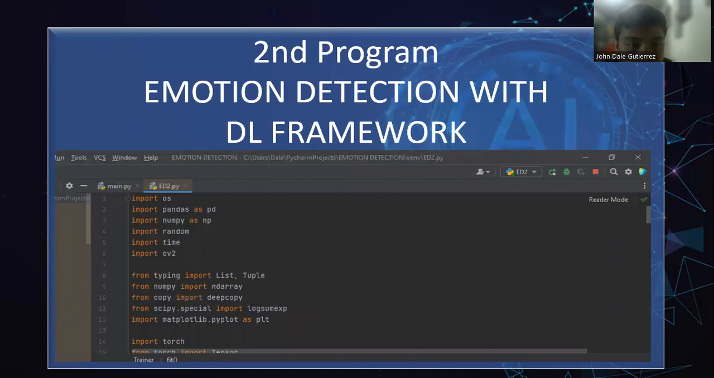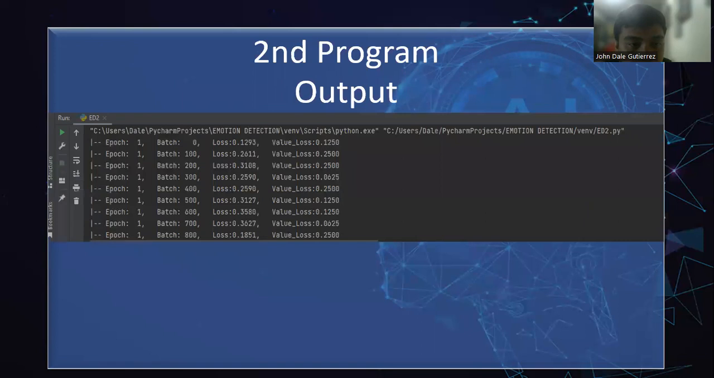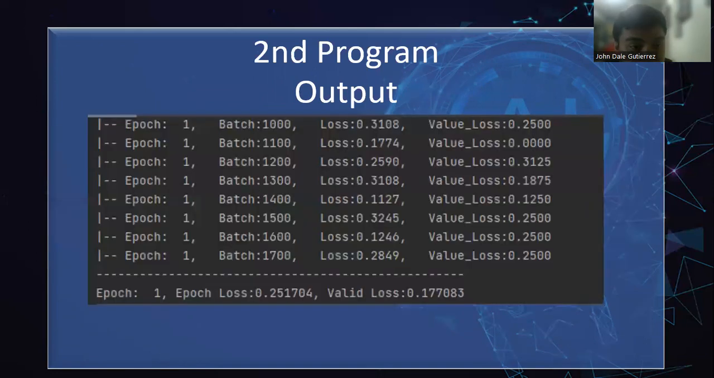On the second program, emotion detection with the deep learning framework using NumPy, this is my first screenshot, and this is the number of passes that run through the second program. After displaying all the number of passes, you will see the epoch loss is 0.25174, and the valid loss is 0.17083.